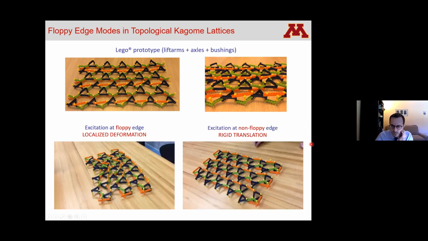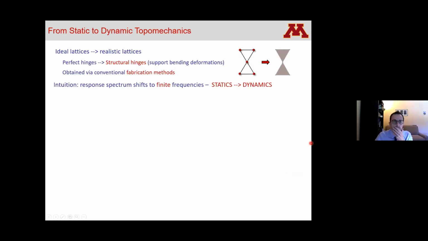So with all this background in mind, we ask ourselves this question. What happens when we go from ideal lattices to realistic lattices, in other words, structural lattices? In other words, what happens when I replace the ideal hinges that I used to have here at the lattice sites with these ligaments that are essentially these little beams with a certain bending stiffness?